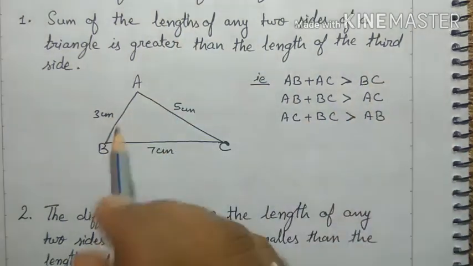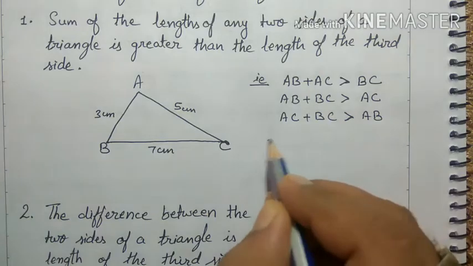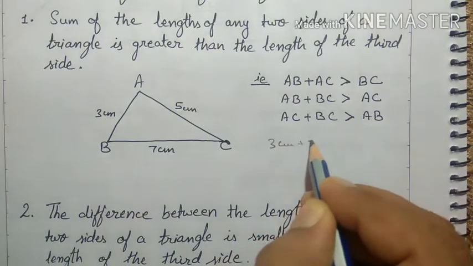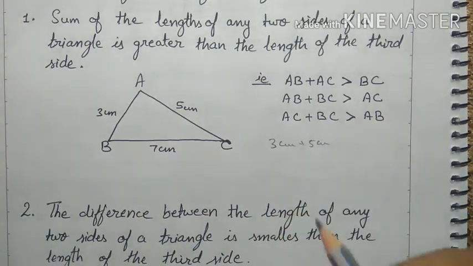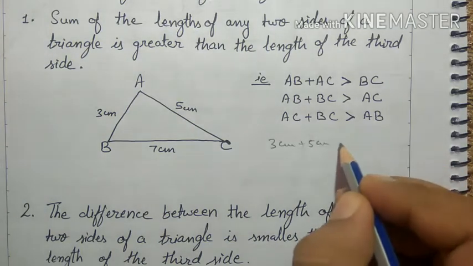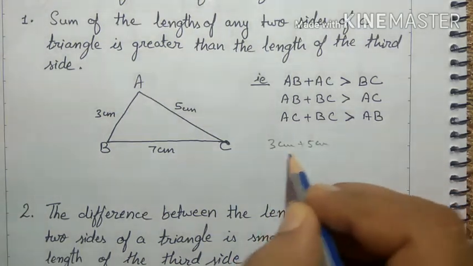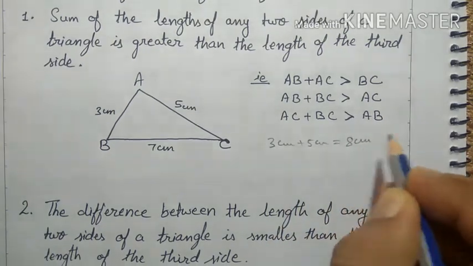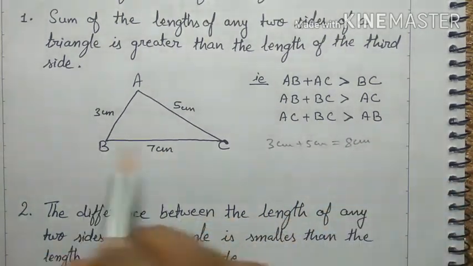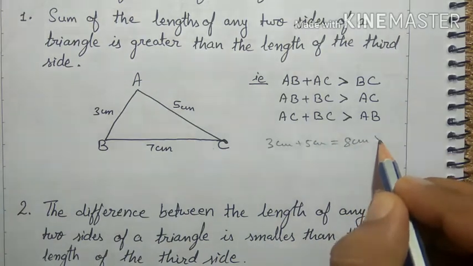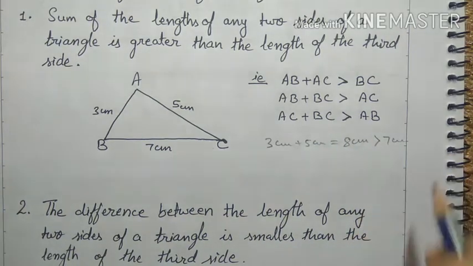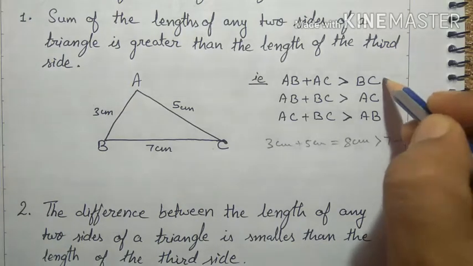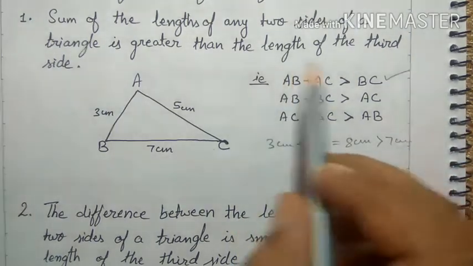Let's check this. So what is AB? That is 3 centimeter plus 5 centimeter, and 3 plus 5 is 8 centimeter. This is equal to 8 centimeter, and you know 8 centimeter is greater than BC, which is 7 centimeter. So yes, the first condition is true.